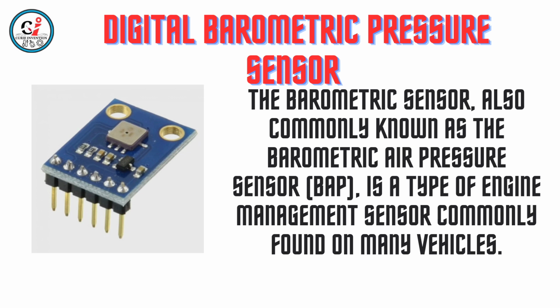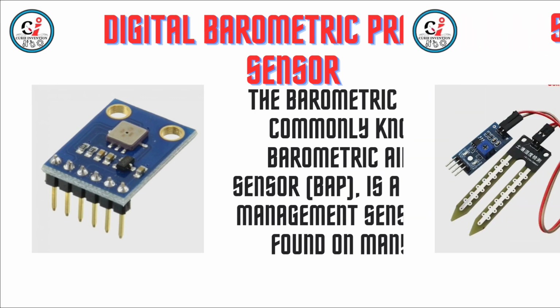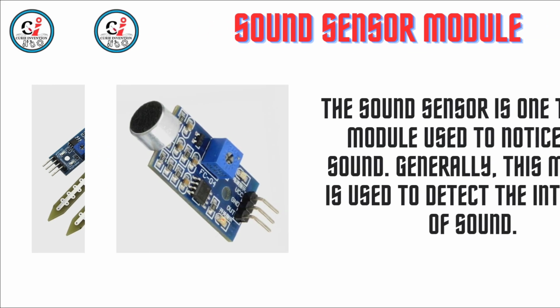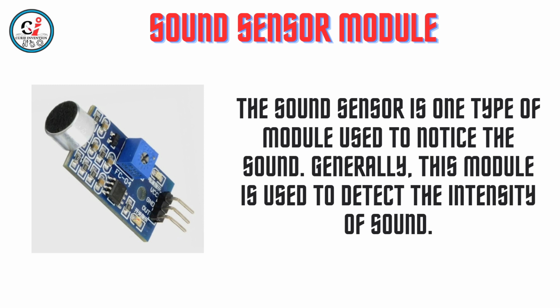Digital Barometric Pressure Sensor. The barometric sensor, also commonly known as the barometric air pressure sensor, is a type of engine management sensor commonly found on many vehicles. Soil Moisture Module. Soil Hygrometer Humidity Detection Module is used to detect moisture. Sound Sensor Module. The sound sensor is one type of module used to notice the sound. Generally, this module is used to detect the intensity of sound.